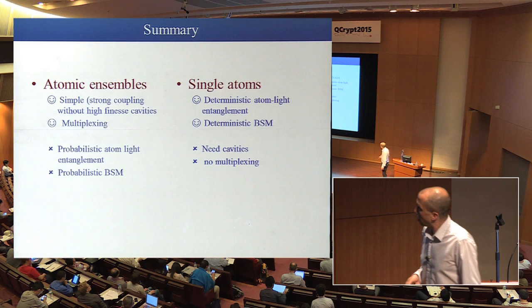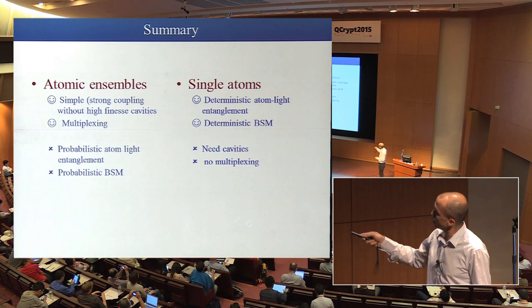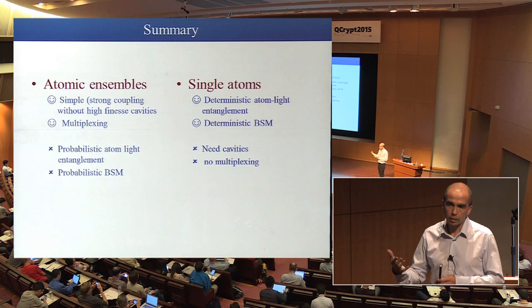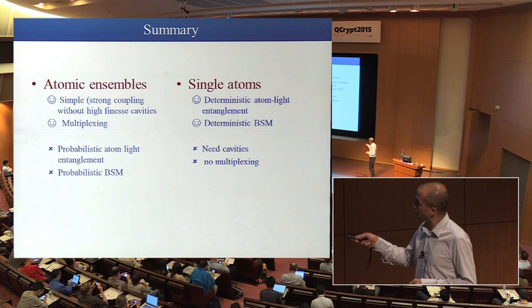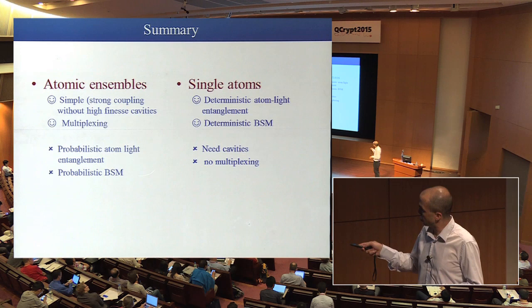Okay, I will finish here with a brief summary. So I showed you two different systems, well, actually more atomic ensembles than single atoms. The nice point about atomic ensembles is that it's a simple implementation. You don't need a high finesse cavity. And the other very good point is that you have the multiplexing capability. On the other hand, you have the problem that the entanglement is probabilistic, which is clearly a problem, and also that the Bell state measurement that you can do with linear optics is probabilistic.